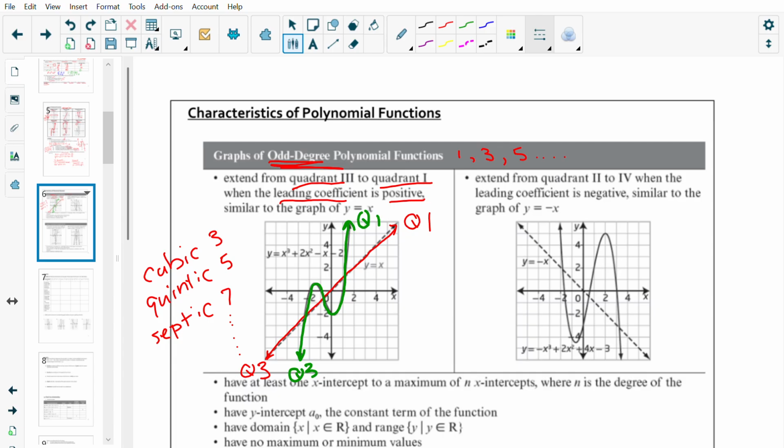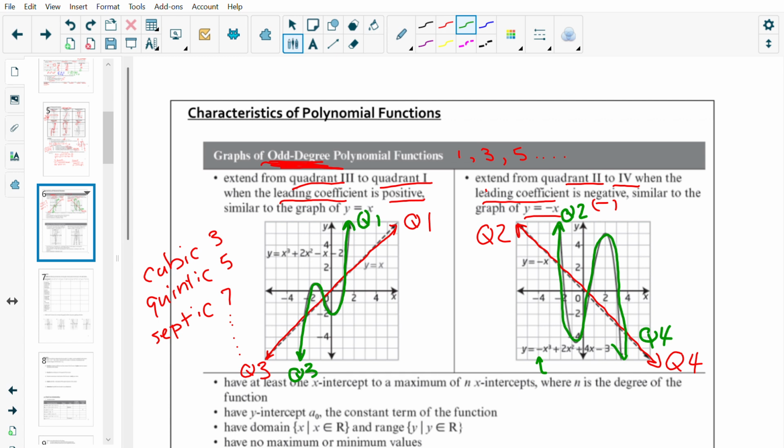Next example. Graphs of odd degree polynomial functions extend from quadrant 2 to quadrant 4 when the lead coefficient is negative this time, similar to the graph of y equals negative x. So similar to what I just did, if I think about the graph of y equals negative x, it starts in quadrant 2, ends in quadrant 4. Well, what does a cubic function, also odd degree but with a negative lead coefficient, do? It starts in quadrant 2, does this little S-shaped thing, and ends up in quadrant 4.